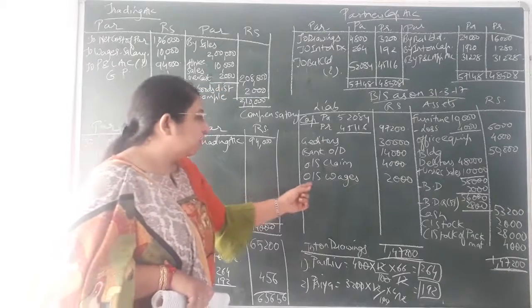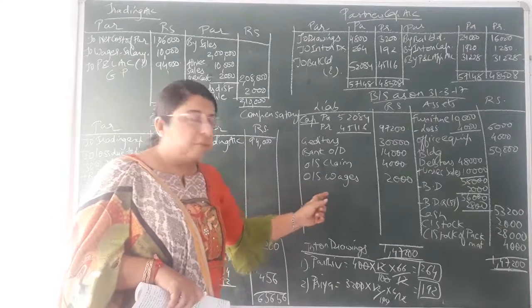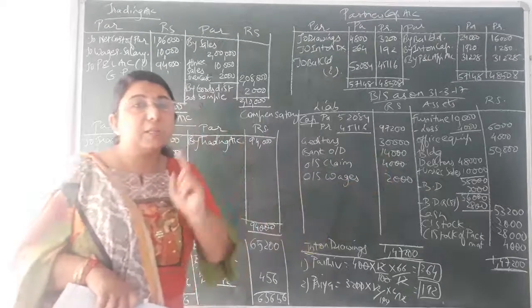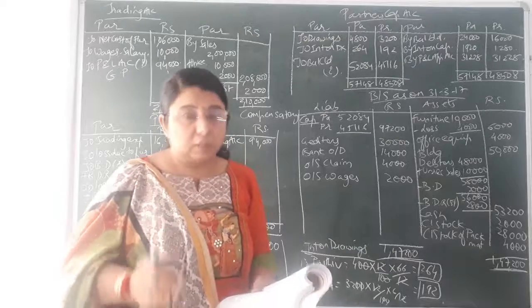Instead of that, I have given the second effect of wages, that is on the liability side of the balance sheet, that is outstanding wages, that is rupees 2,000, as for the sixth adjustment. Okay, so we have completed the second one and also the sixth adjustment.